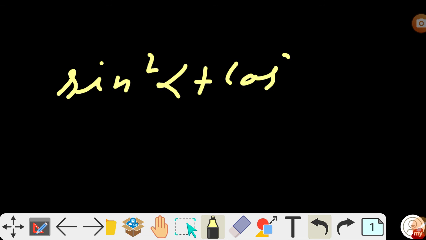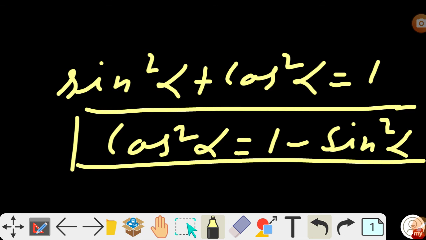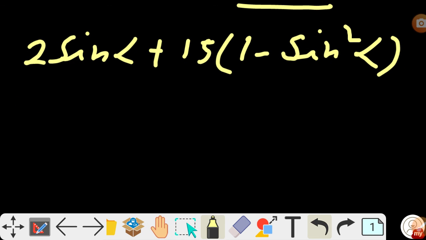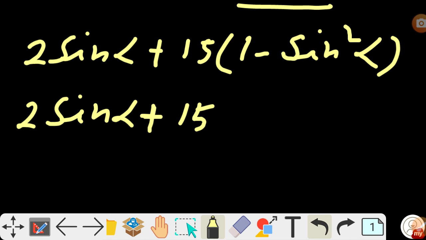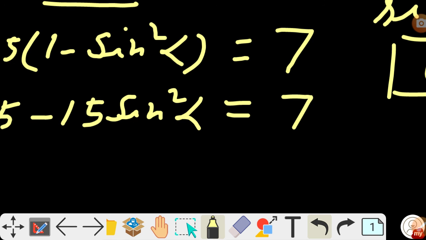I tell you, sin square alpha plus cos square alpha equal to 1. Then from here cos square alpha equal to 1 minus sin square alpha. So here 2 sin alpha plus 15 minus 15 sin square alpha equal to 7.